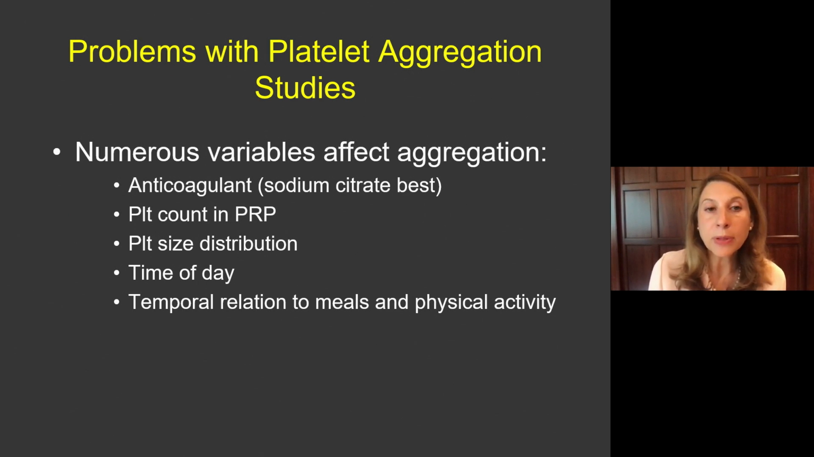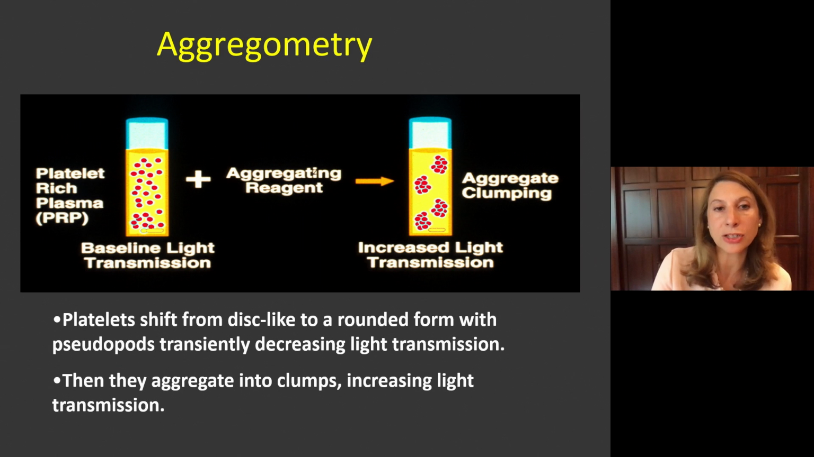Numerous things can impact platelet aggregation. You need to make sure that the anticoagulant that's used for the tube of blood itself is the proper anticoagulant. The platelet count can impact this. At our institution, we usually aim for a platelet count of 150. The platelet size distribution, so extremely large platelets may impact this. Platelets are more activated in the morning, so the time of day, and relation to meals. So if a patient has had an excessively fatty meal prior to having platelet aggregation, their blood may be a little bit cloudier and yellow, and this can impact the results of the aggregation testing.